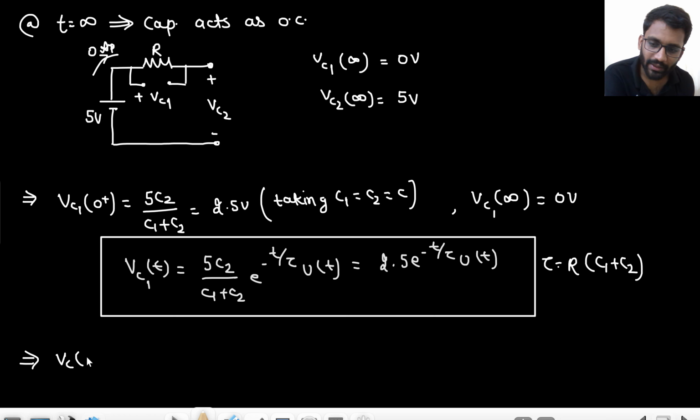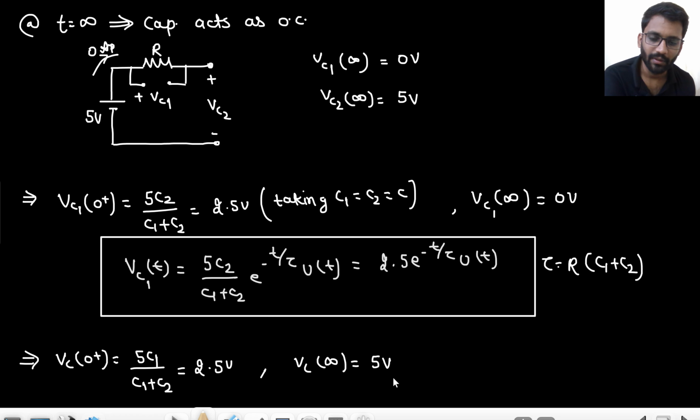So what was VC2 at t equals 0 plus? That was 5 C1 upon C1 plus C2, or we can write 2.5 volt, right? And what will be VC2 at infinity? That will be 5 volt. So from 2.5 to 5 it is rising.